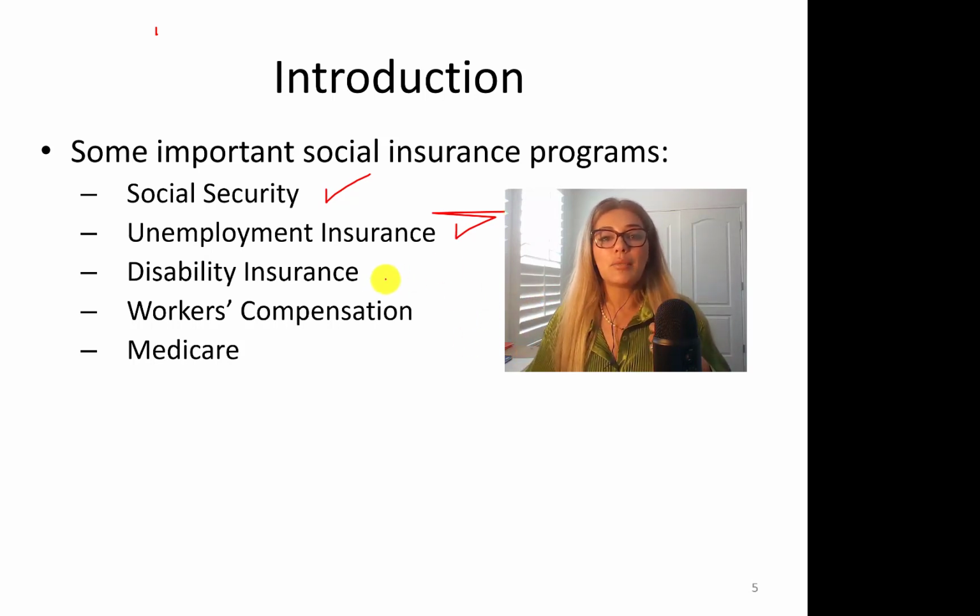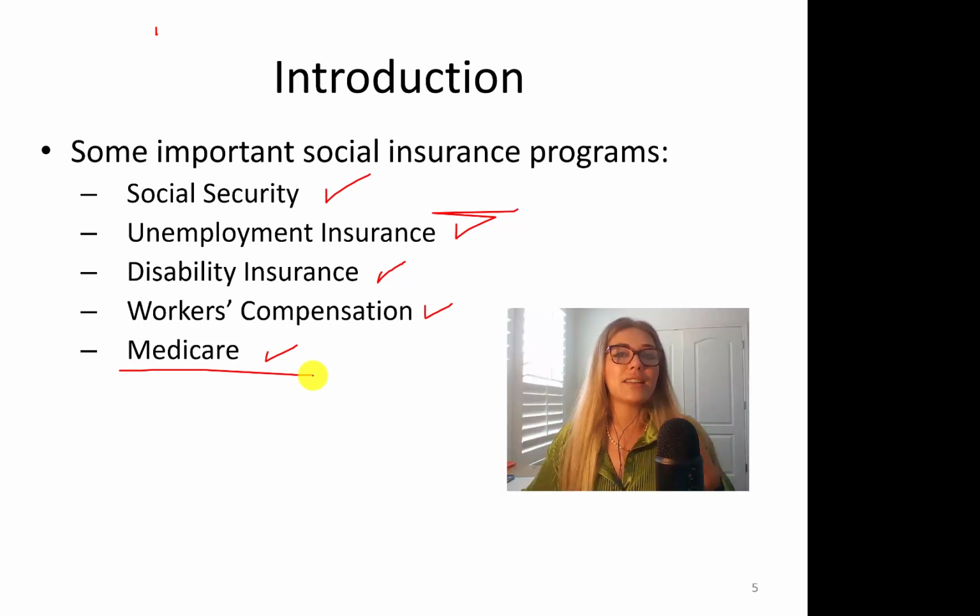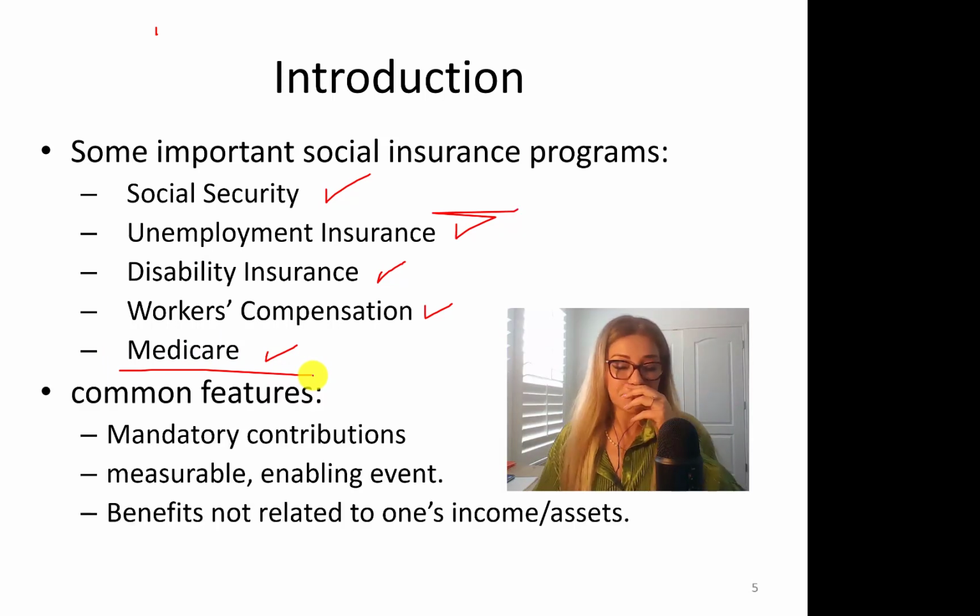Okay. Disability insurance, we'll talk all about these, but I want you to know disability insurance is for if somebody becomes disabled during their working ages. Workers' compensation, Medicare. We'll also talk about Medicare. This is really, really interesting. Medicare covers people 65 and older. It's a health insurance for the elderly.